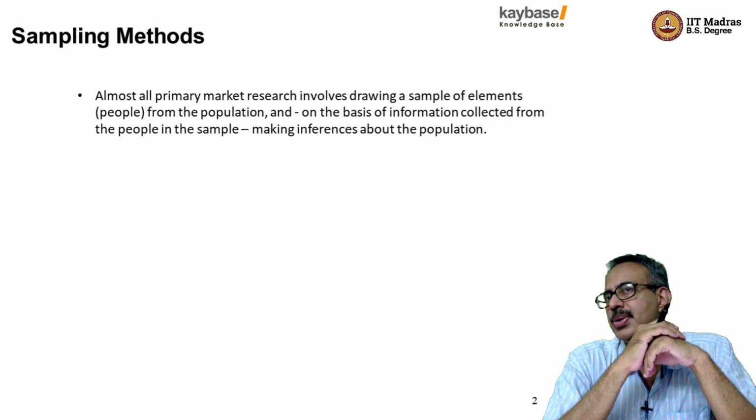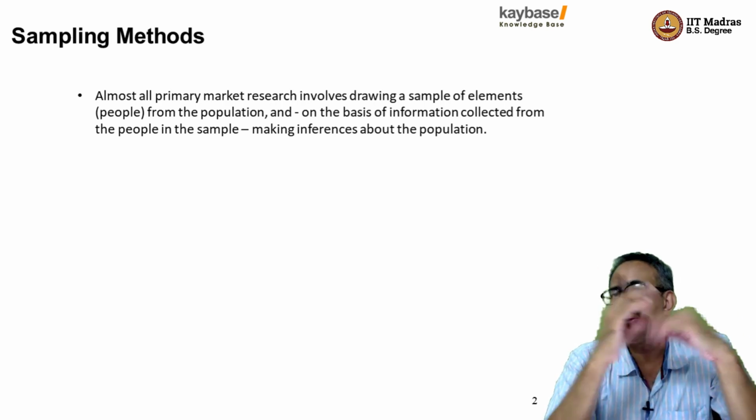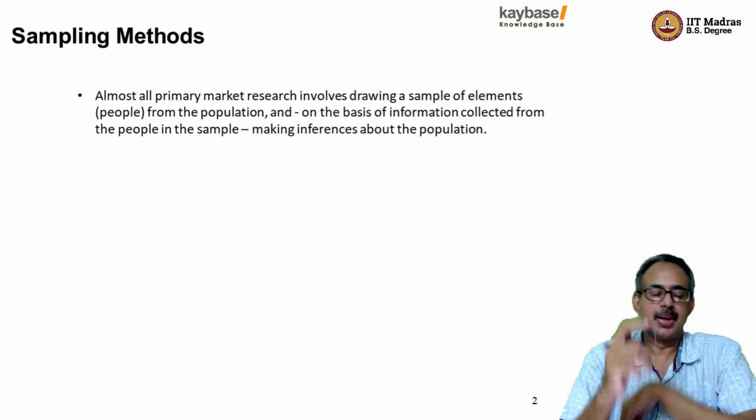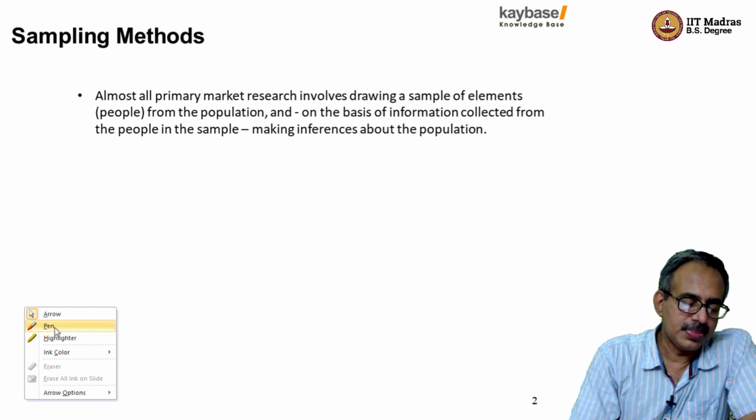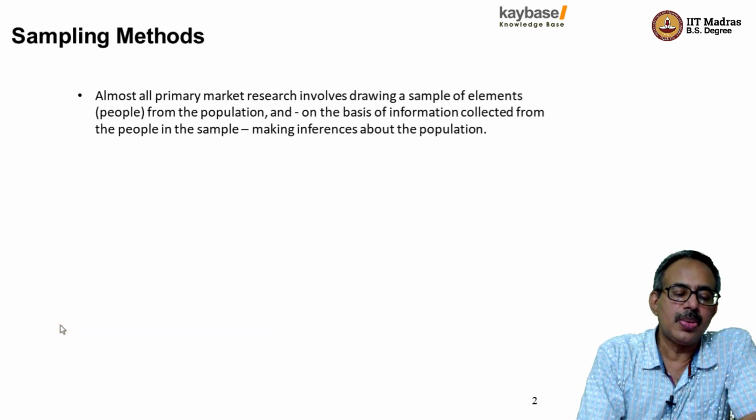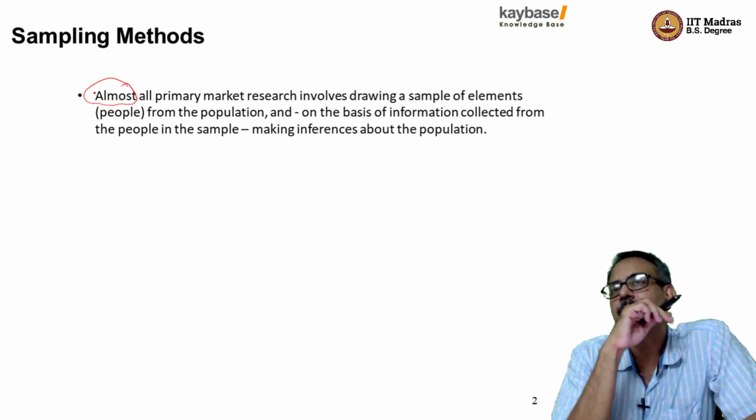So almost all market research involves a sample survey. So we have to understand how to select that sample. Now, I will pause here for a second and ask you, can you take a wild guess why we say almost all and not all?